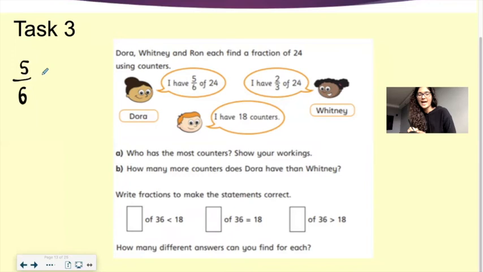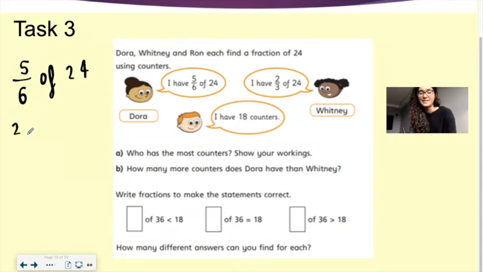The way to work it out would be first to work out 5/6 of 24. Now, my preferred method, the method that I like to do, might not be the one that you like to do. So if you work it out differently but still get the same answer, that's absolutely fine by me. But what I like to do is divide by the denominator, multiply by the numerator.